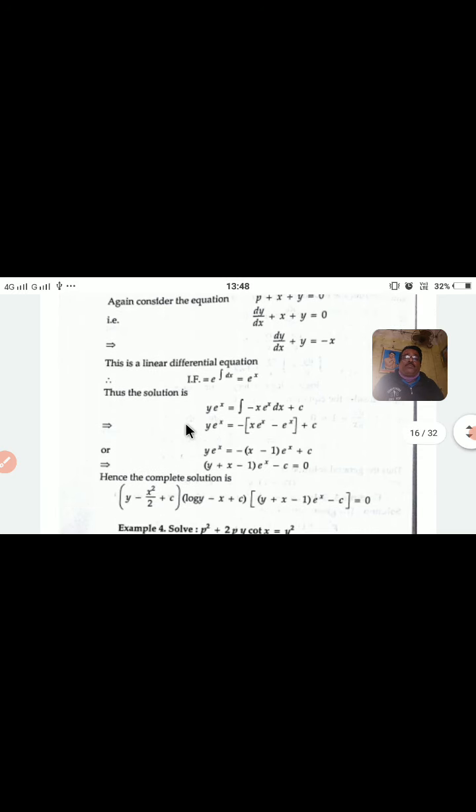Here we cannot use the variable separable method, since this is a linear differential equation of the form dy by dx plus Py equal to Q. So find P and Q: P is 1 and Q is minus x. The integrating factor is e raised to the integral of P dx. P is 1, the integral of 1 dx is x, so the integrating factor is e raised to x. Then the solution is y into the integrating factor equal to the integral of Q into the integrating factor plus c.